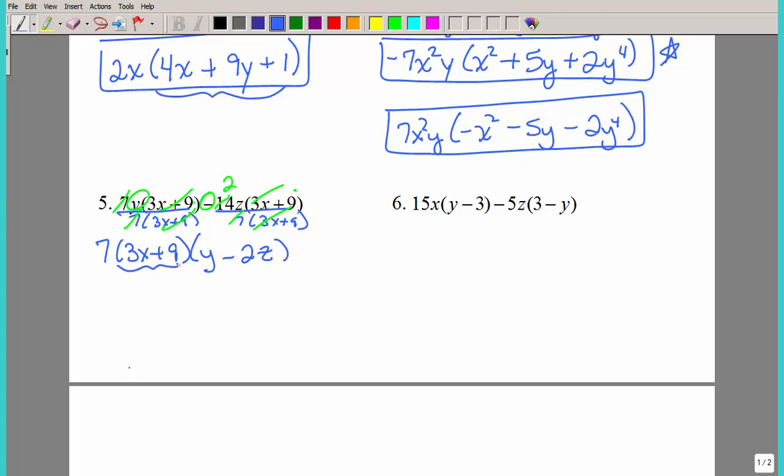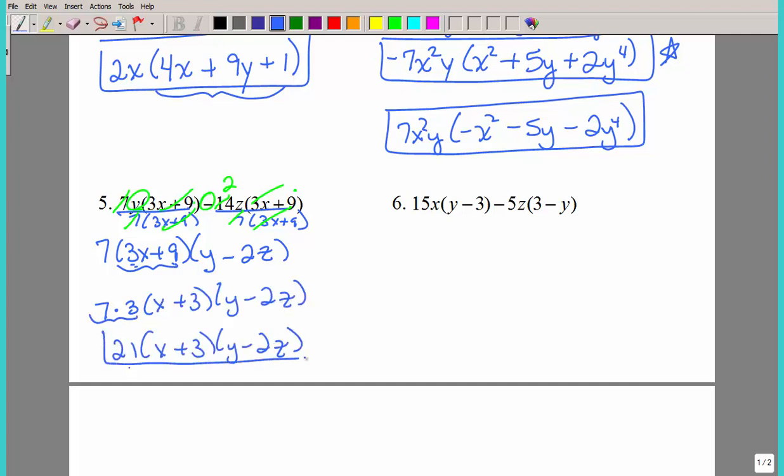That still has that 3 in common, so I'm going to leave that 7 times 3. Divide each of these by 3. And again, I'm going to put those two together. And we end up with the same answer. So it's kind of like you either pay me now or pay me later, but you've got to find all the common factors and make it the greatest common factor.